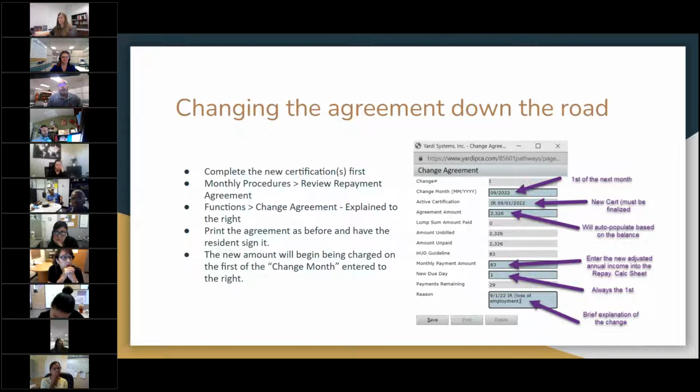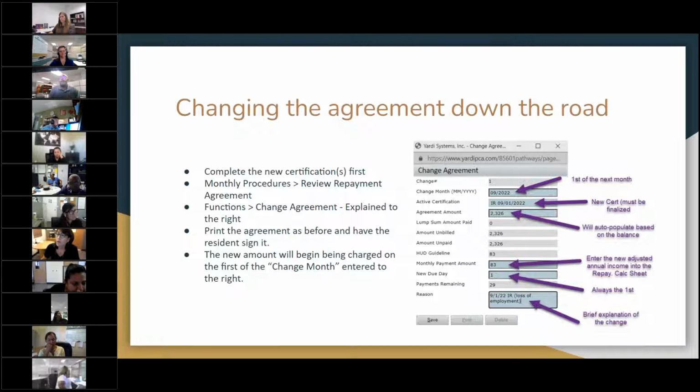So it's already posted. This is assuming there's been a change in the tenant circumstances, either up or down, which would increase or decrease their monthly payment that's due. You go back to monthly procedures and review repayment agreement. Once you find it and pull it up, you go to the functions menu at the top of that page and choose change agreement. That'll bring up this little pop-up, and then you're filling out all these blue fields.